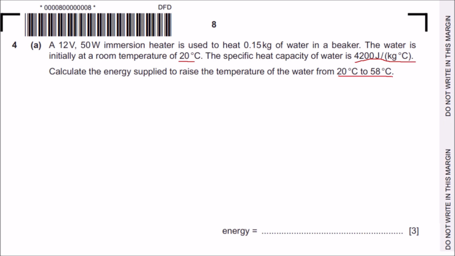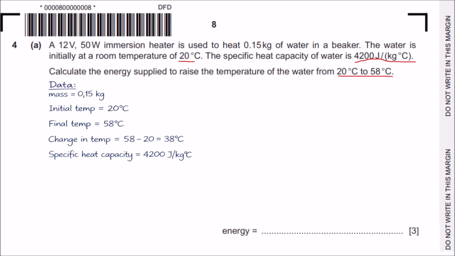When you are dealing with such questions, it's very expedient for you to extract data first. There are too many data factors in the question, so extracting them will make it easy for us to choose the right equation. So what are we given in the question? We are told that the mass is 0.15 kg. We are told that the initial temperature is 20 degrees Celsius and the final temperature is 58 degrees Celsius.